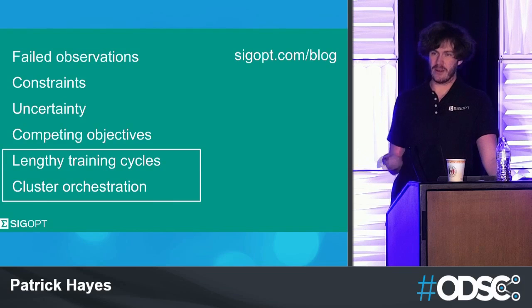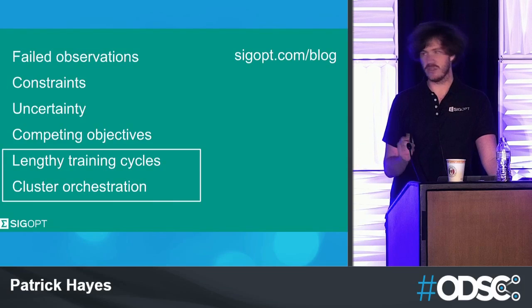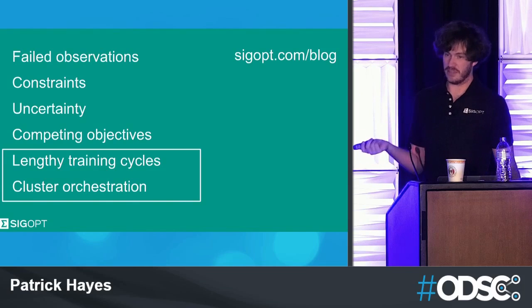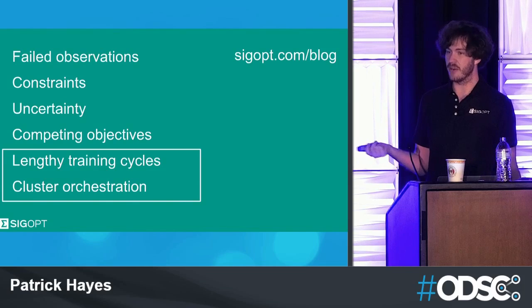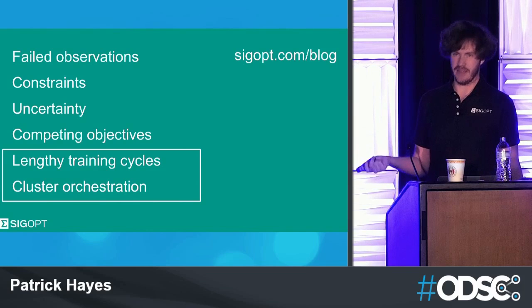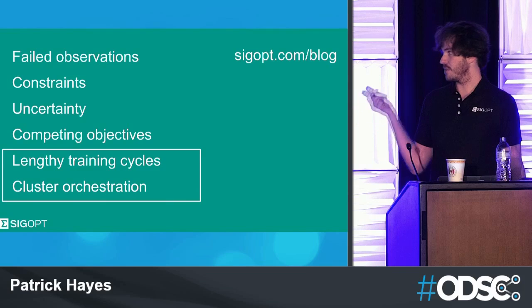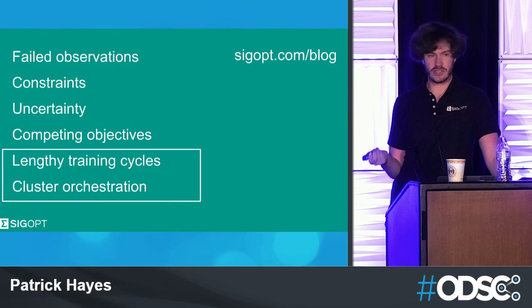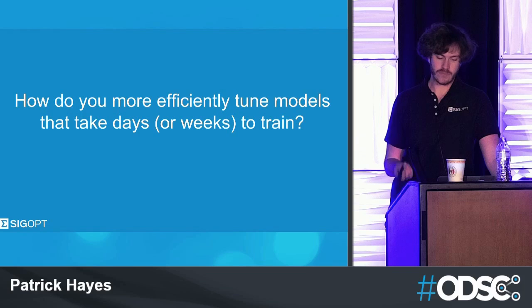But as I mentioned before, in the real world of applied AI, hyperparameter optimization comes with its own unique challenges. Here are a few examples, and I won't go over each of these. They're all covered very extensively on our blog if you're interested in checking that out, where we post a lot of information about the cutting-edge research we do. But today I'm going to focus on just these last two. Lengthy training cycles, that's when your model takes an extremely long time to train. And cluster orchestration, how you can most efficiently use your infrastructure to solve these problems.